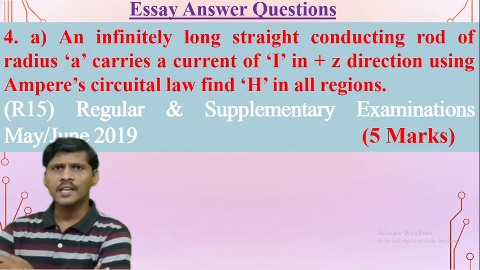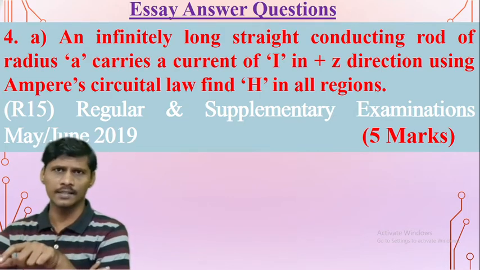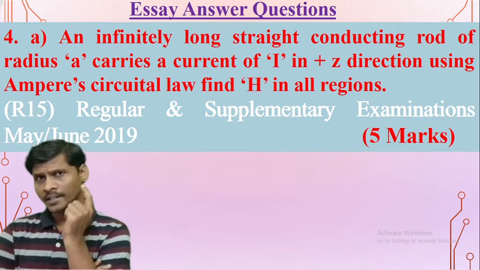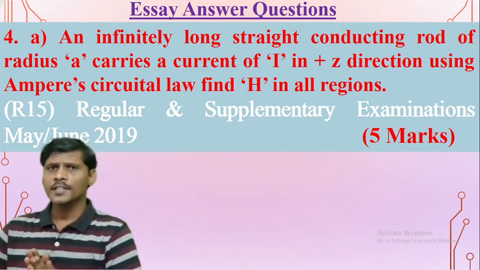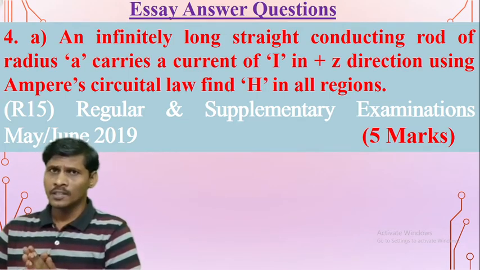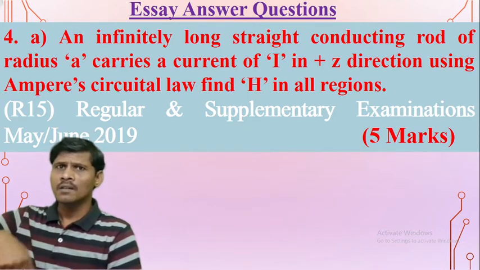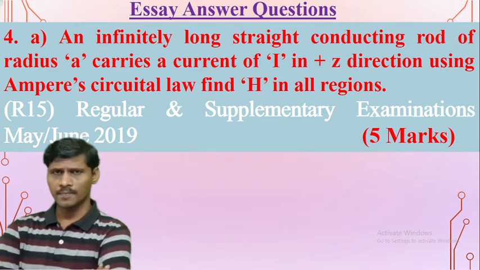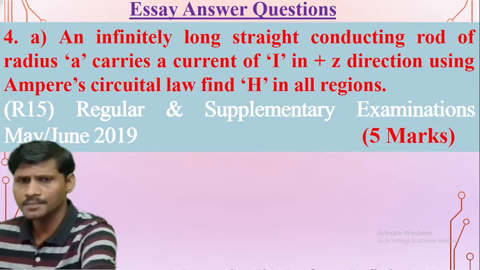Consider the Ampere path outside the conductor and inside the conductor. That is the all regions case. In my regular videos, we discussed only finding the magnetic field intensity with the closed path around the straight conductor carrying direct current I amperes. Okay, so directly coming to the solution.